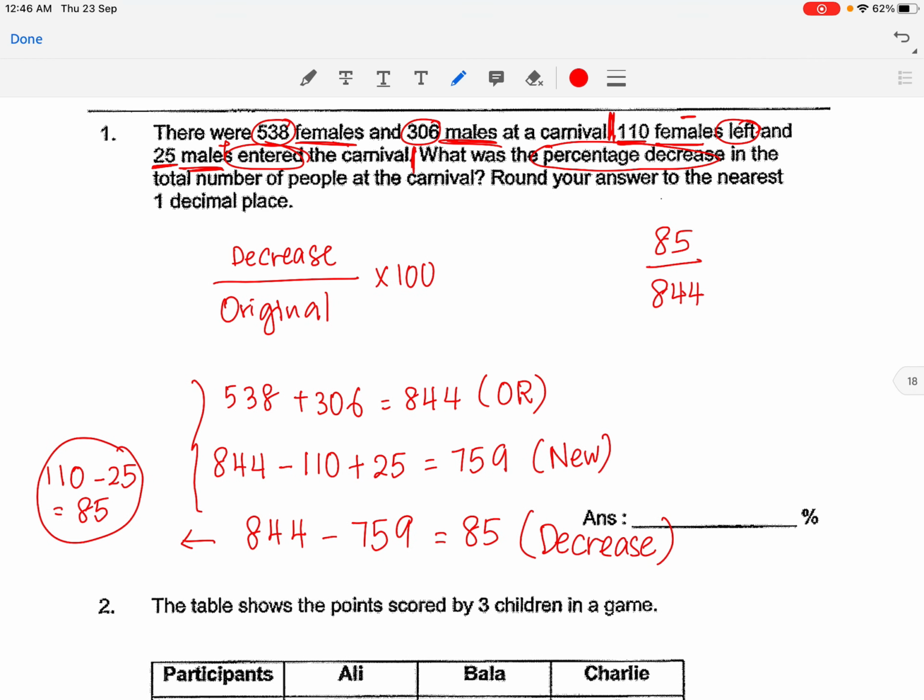You can go and press your calculator to times 100. But you are going to get a decimal. Let me just press mine first. Times 100. You're going to get 10.07109. Round your answer to the nearest one decimal place. So the one decimal place is here. 5 or more, add one more. So you will get 10.1. That will be the answer for question 1.